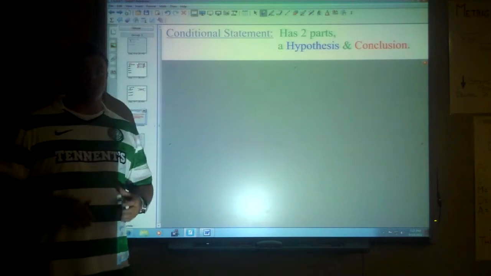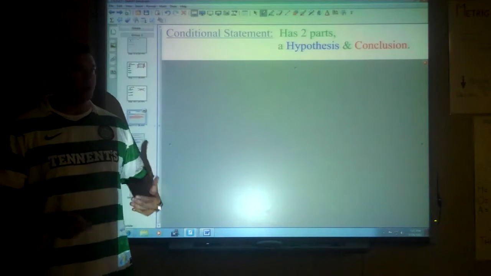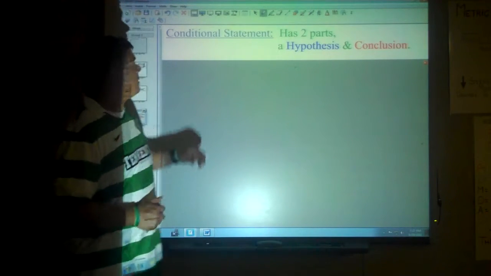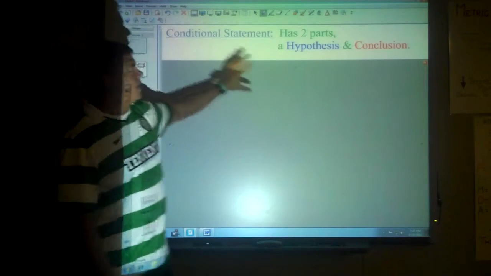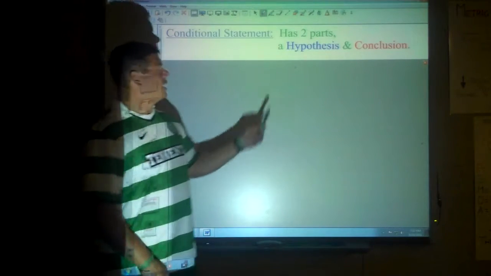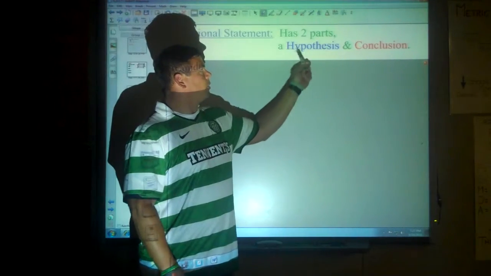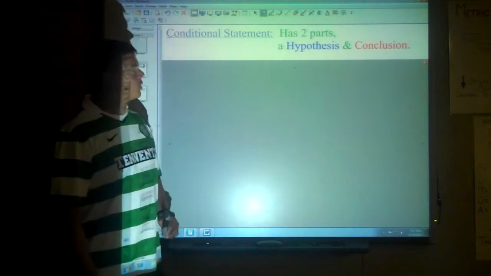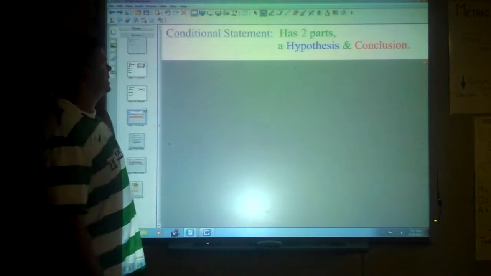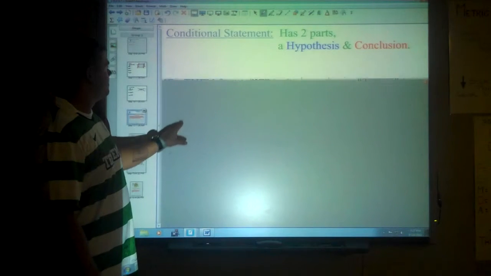Now we make a lot of conditional statements to ourselves, out loud, to each other. They happen all the time fairly naturally. We maybe don't know we're making a conditional statement, and we might not know the two parts, but we do make a lot of them. They will have two parts: a part we will call the hypothesis, and a part that we will call the conclusion. Alright? So two parts of a conditional statement.